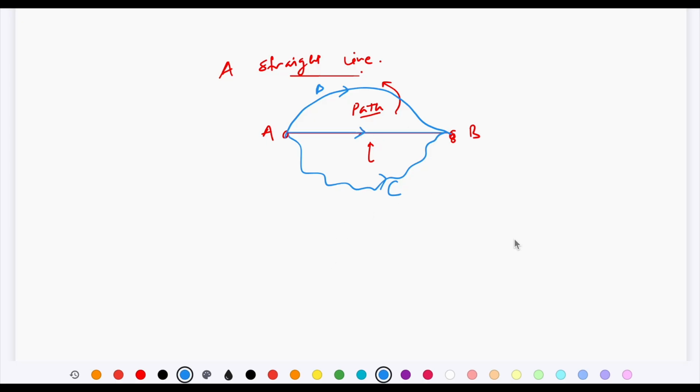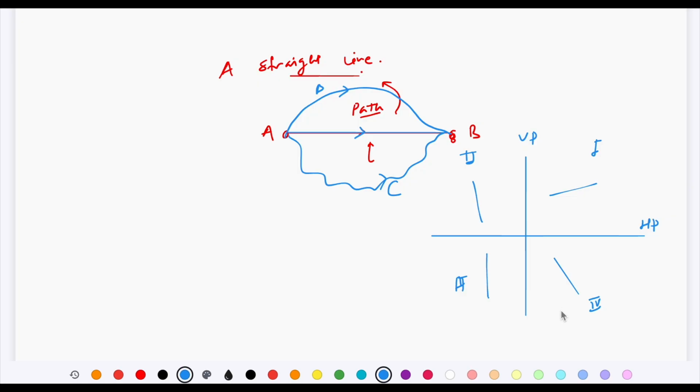Now, similar to projections of points, this line can be located in any quadrant. Let's say this is quadrant 1, quadrant 2, quadrant 3 and quadrant 4. So the line could be like this one, this one, this one, or this one. It could be in any possible orientation and located in any quadrant. There might even be certain cases where the line is located in 2 quadrants, and in all those possible scenarios we are supposed to draw the front view of the line and the top view of the line.